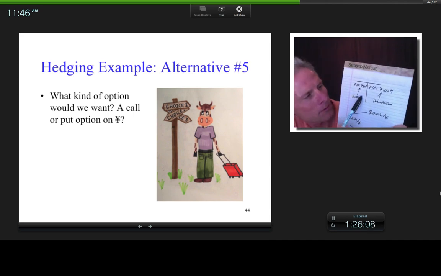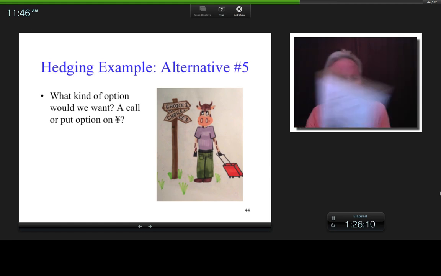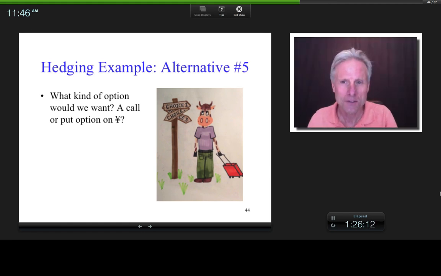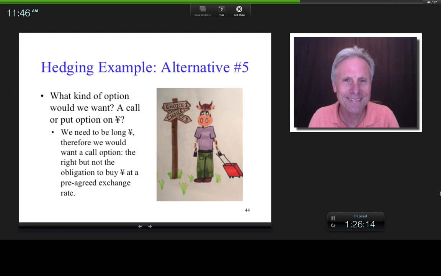We'd want a call option, right? Because we want to own the yen. We want to be on that side. So we need to be long yen, therefore we want a call option.